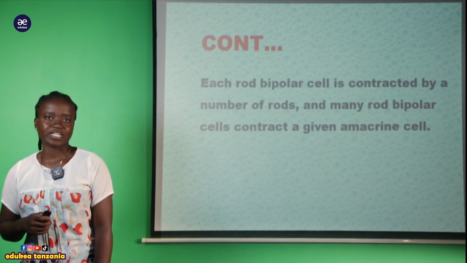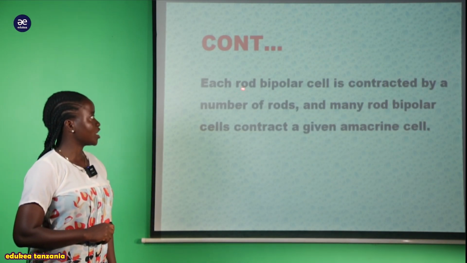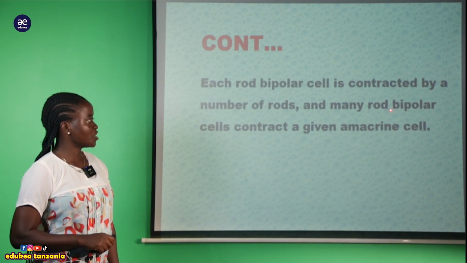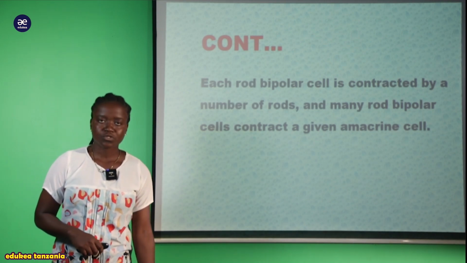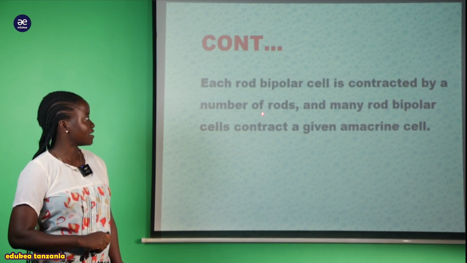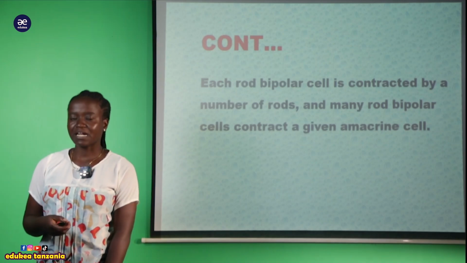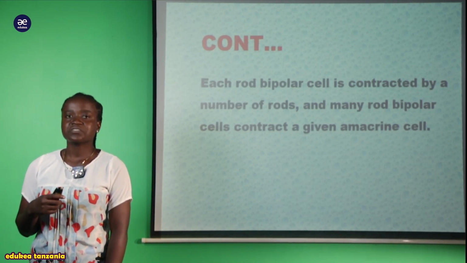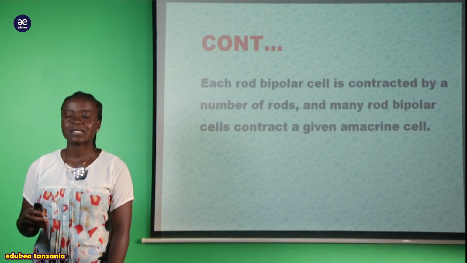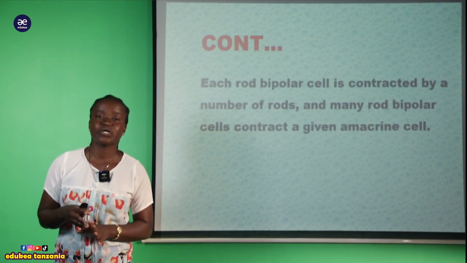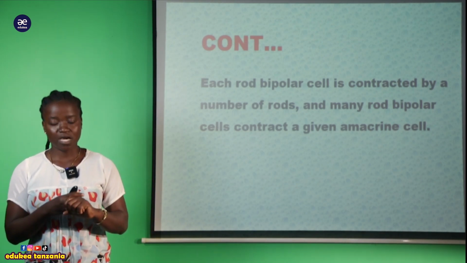Lakini here we have to know that each rod bipolar cell is contacted by a number of rods, and many rod bipolar cells contact a given amacrine cell. So tunasema kwamba each rod bipolar cell is contacted by a number of rods. So hii inadepend pia na number of rods. Remember, within the retina, rods they are more, tunasema kwamba zinapatikana kwa wingi zaidi. About 120 million rods are found within the retina.